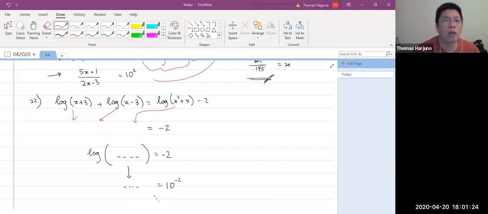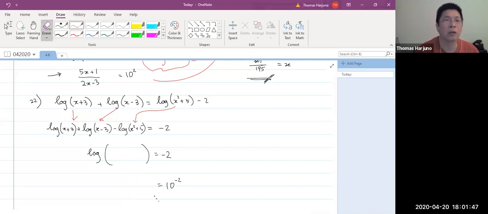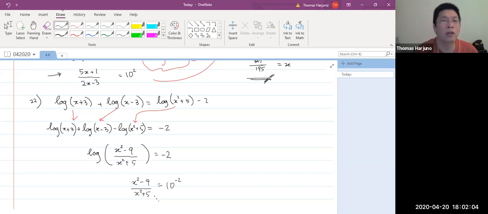I will put them together. Let me execute the plan I told you earlier. So that's log x plus 3 plus log x minus 3 minus log x squared plus 5 equals negative 2. And then if I put them together, the numerator will be x squared minus 9. The denominator will be x squared plus 5. So x squared minus 9 over x squared plus 5 equals 10 to the negative 2.